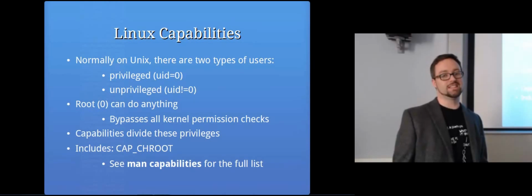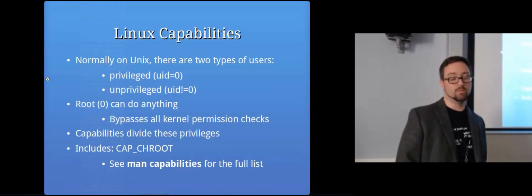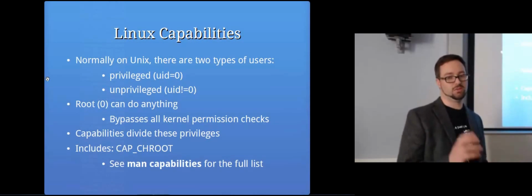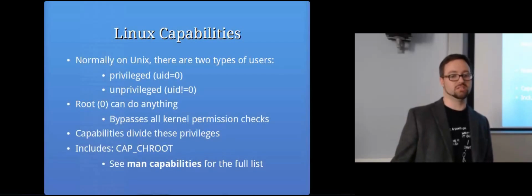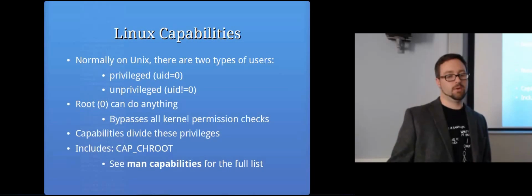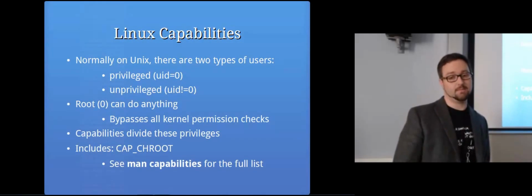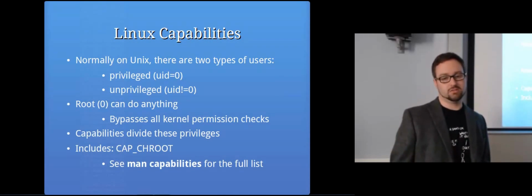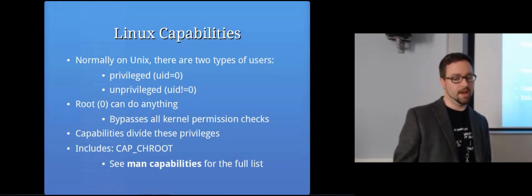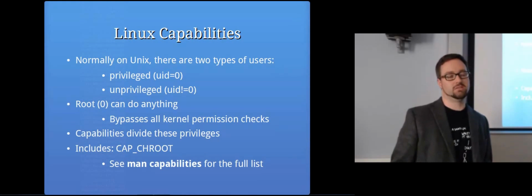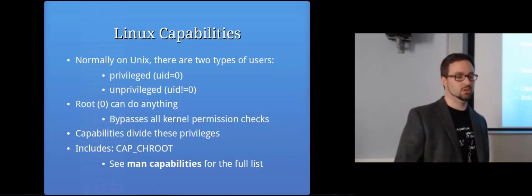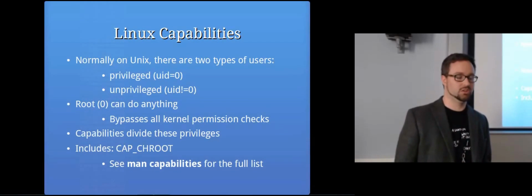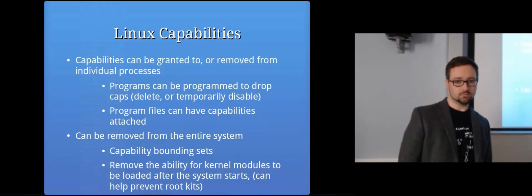Yeah. So Linux capabilities. Normally we've either got privileged users, UID 0, or everyone else, which is not 0. Root can do everything. But capabilities divide those privileges up. So another example that I didn't mention is CAP_SYS_CHROOT. Without that permission, you can't use chroot to change the namespace of a program, which is a type of sandboxing that we talked about last week.